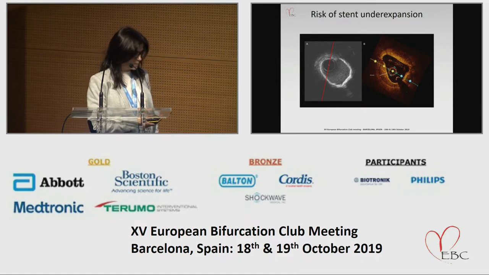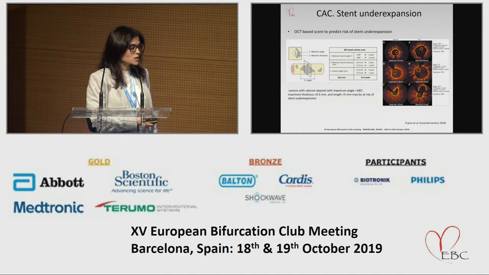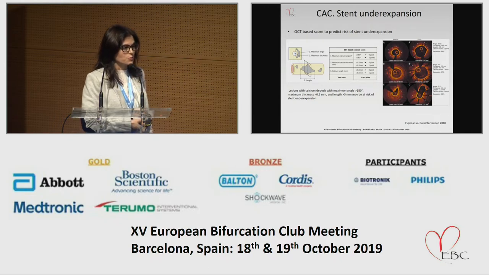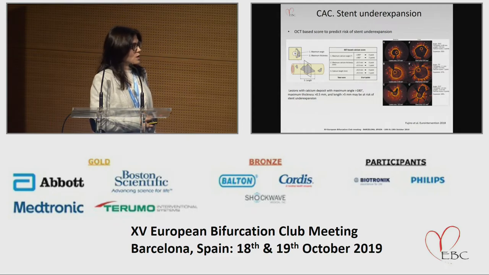because of the shadow. And actually, there have been several reports trying to determine scores to say in which situations we have a risk of under expansion and in which situations we should make sure that we prepare properly the plaque. This is one OCT score that has been proposed. In general, the idea is if the calcium is thick, if it extends circumferentially more than 180 degrees, and if it extends longitudinally, then you have a risk of under expansion and you should make sure that you prepare properly your lesion. Otherwise, you can have under expansion, and we all know that this is a very difficult problem to solve when you have implanted your stent.